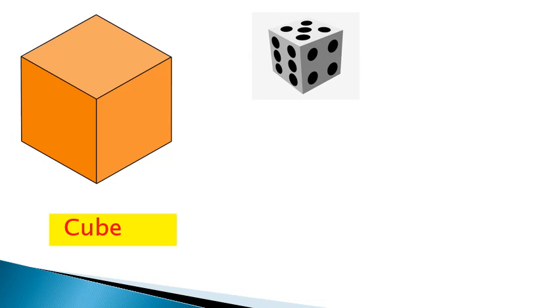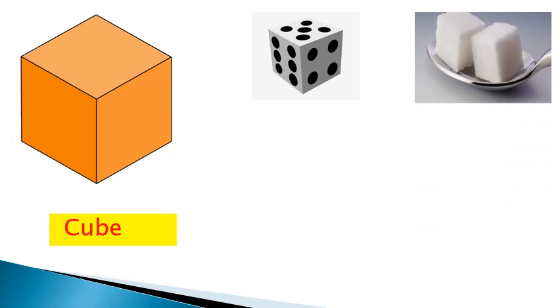Look at this dice. This dice is like a cube, okay? If you go to the market, you will find sugar. It's like a cube, okay? And look at this box. This box is also like a cube.